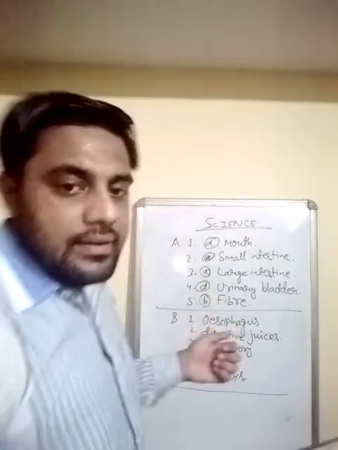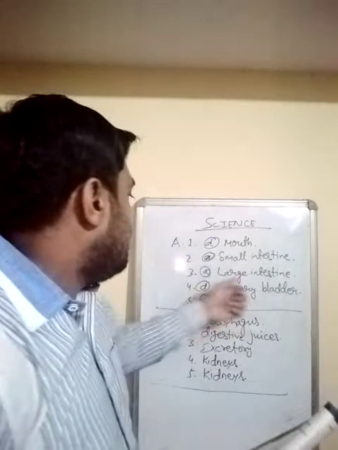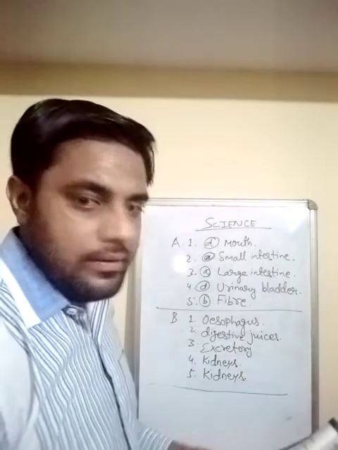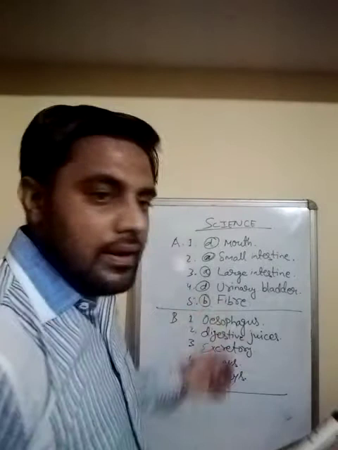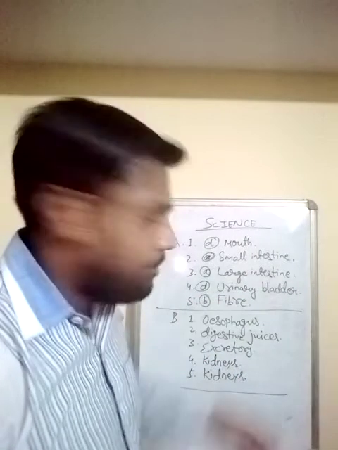Number 4, correct answer, option D, urinary bladder, U-R-I-N-A-R-Y, urinary, B-L-A-D-D-E-R, bladder. And number 5, correct answer is option B, fiber, F-I-B-R-E.